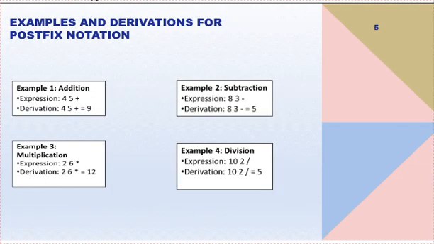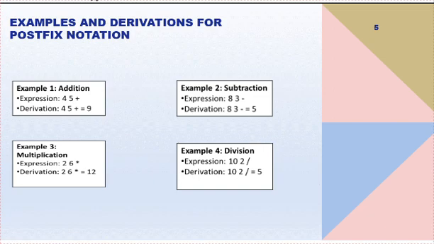In postfix notation, also known as reverse Polish notation (RPN), operators are placed after their operands. To evaluate expressions, you can use a stack to keep track of the operands. Here are some examples. 1. Addition.